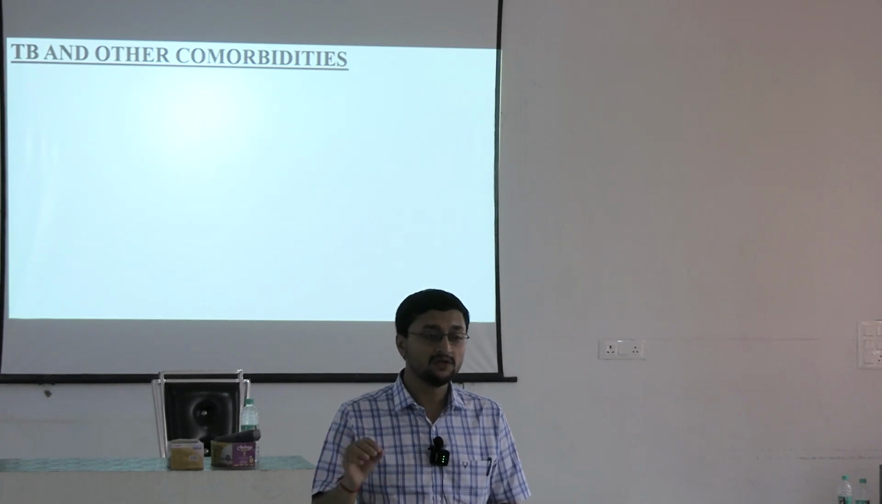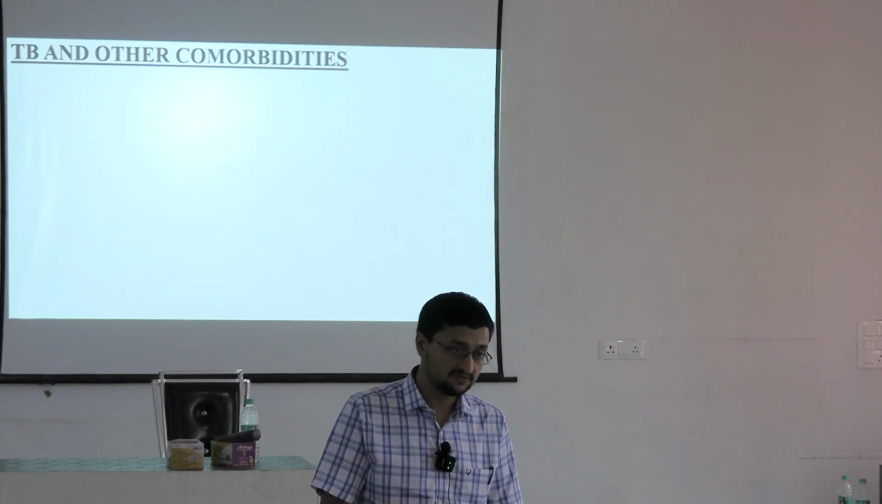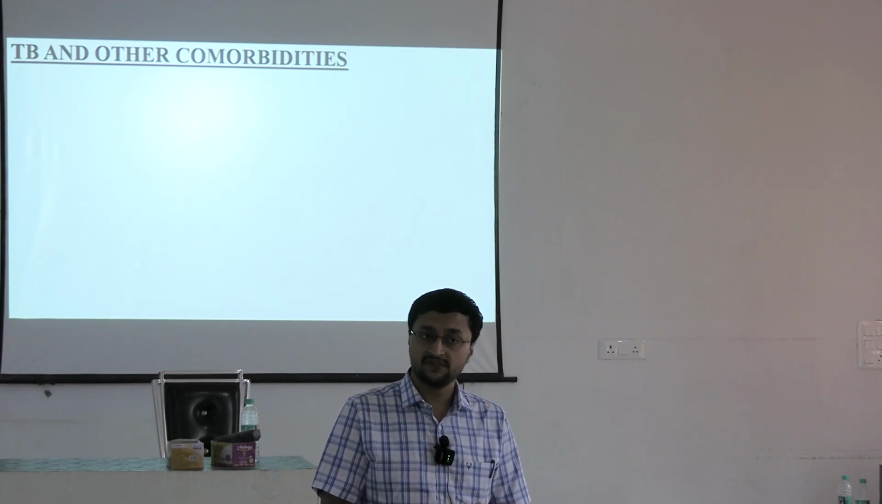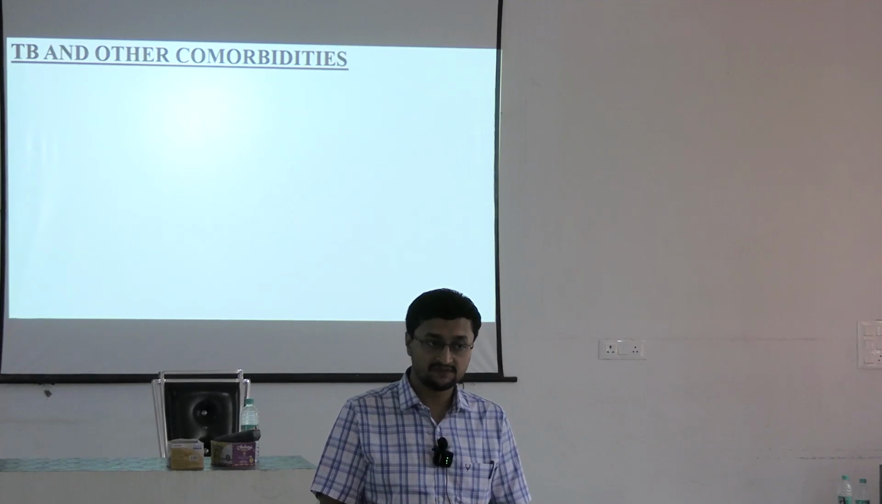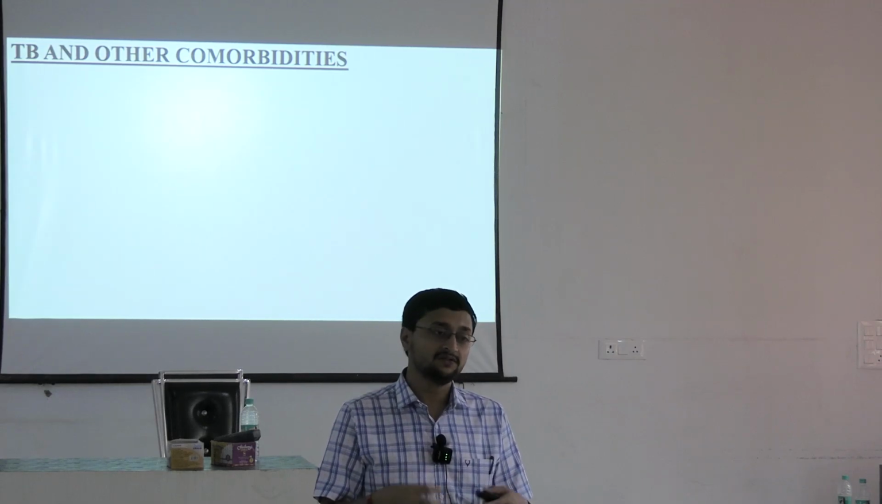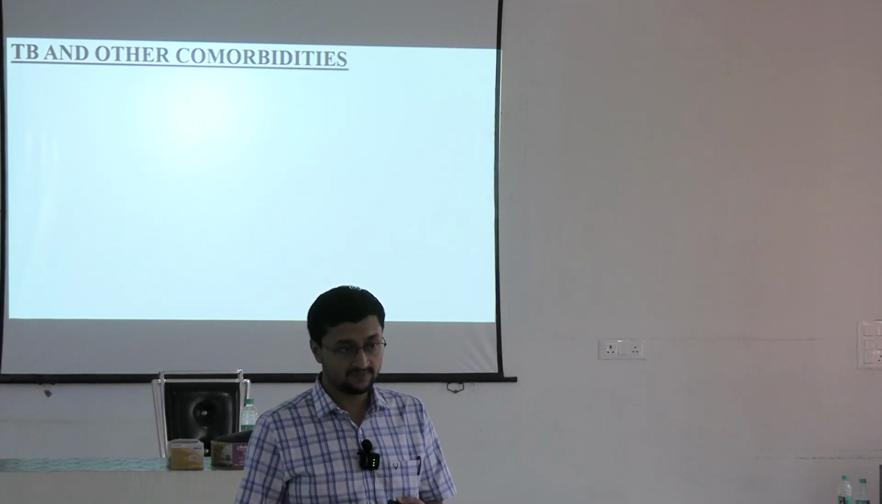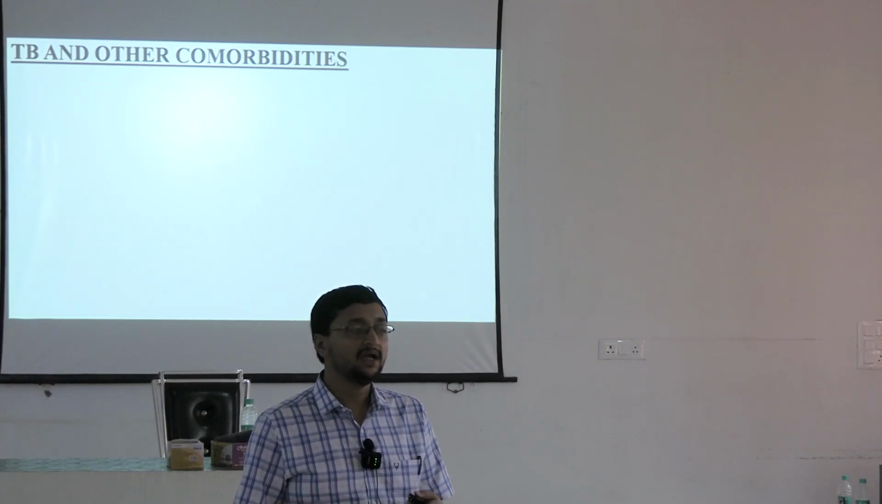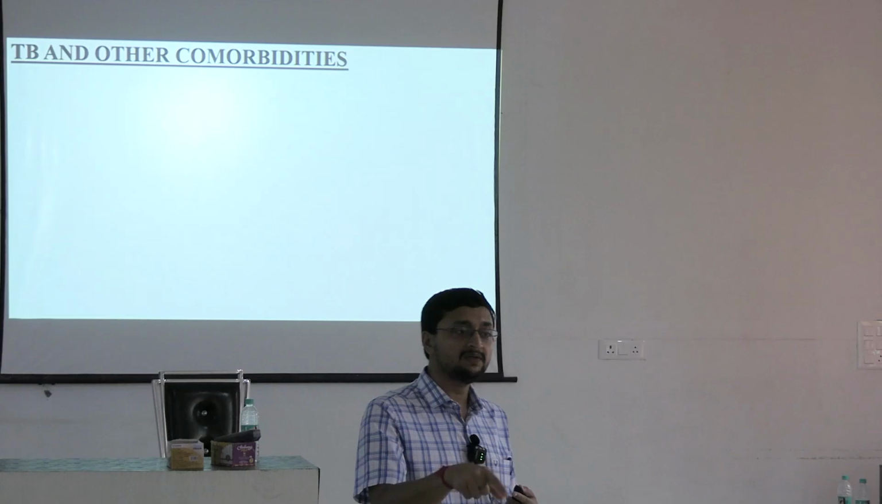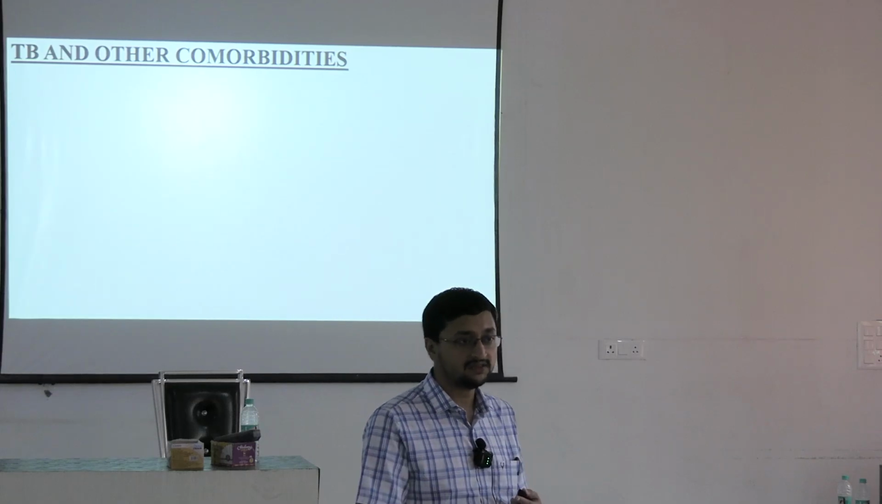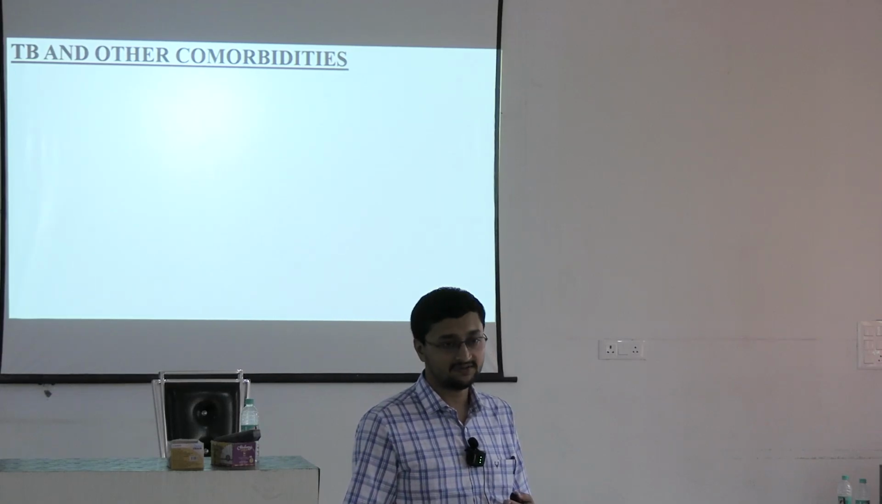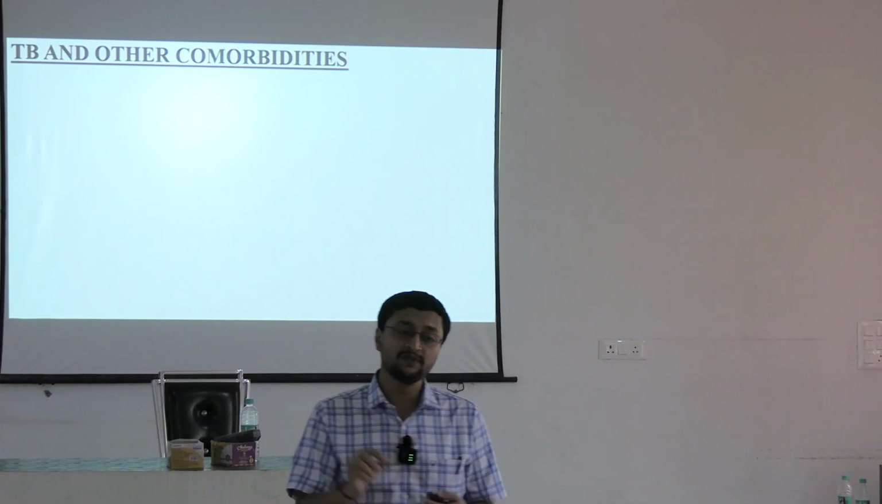Always give pyridoxine, because diabetes mellitus patients are already suffering from some sort of peripheral neuropathy, diabetic neuropathy. Furthermore, if you are giving Isoniazid, it may worsen the neuropathy. So we have to give the pyridoxine.